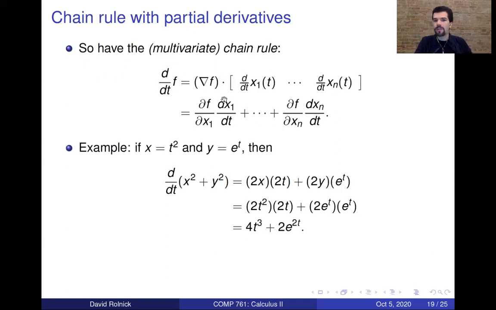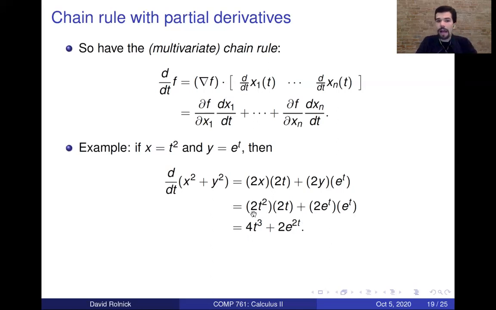But what's the derivative of x1 with respect to t? Well, it's the derivative of x with respect to t, which is 2t, so 2x times 2t. For the second thing, it's the derivative of this thing with respect to y, which is just 2y, and the derivative of y with respect to t, which is just e to the t, because the derivative of e to the t is just e to the t. If we substitute in these formulae for x and y, then we get this, which simplifies to this.